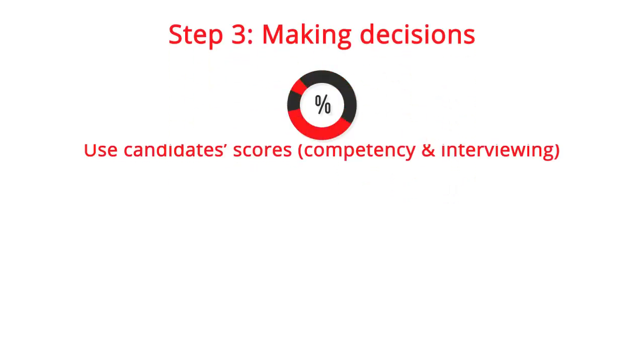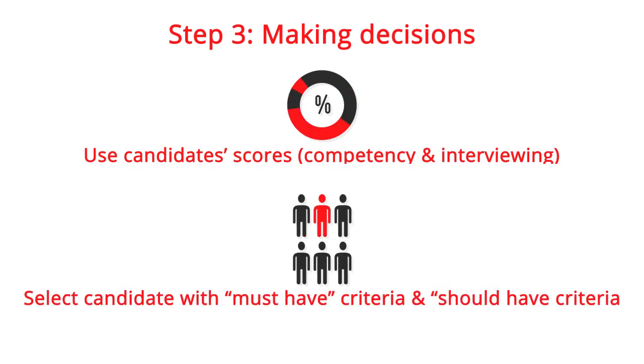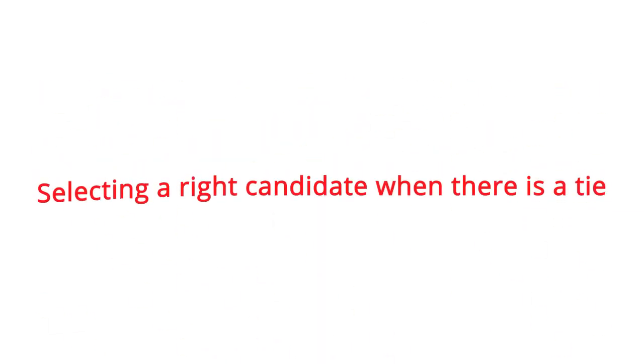Step 3, making decisions. We use the candidate scores. That is the competency levels, the scoring you gave them for their competencies, and also the interviewing scores using the STAR tool. You then select your candidates based on those who have the must-have criteria that you have determined, and then the should-have criteria. However, when you have a tie, what do you do?